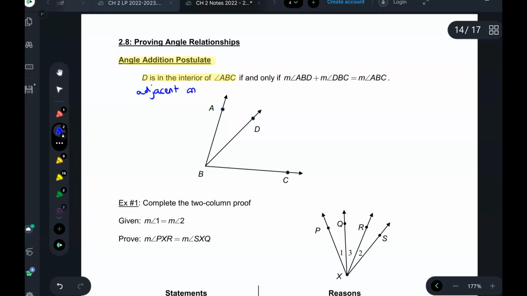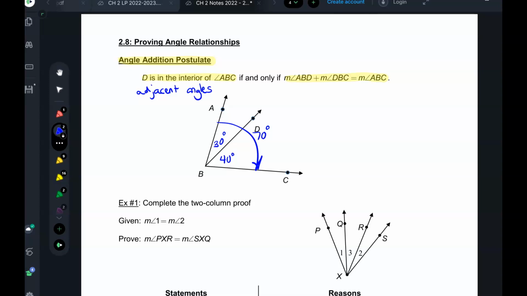What are adjacent angles? Two angles that have a common vertex, common side, but share no common interior points, right? So they're not overlapping. It's this distinct angle and this one. So if we add this angle plus this one, we get the whole thing, right? Again, it's a postulate because it's kind of obvious. If I told you that this was 30 degrees and this was 40 degrees, what would the whole thing be? 70 degrees, right? We just accept that.